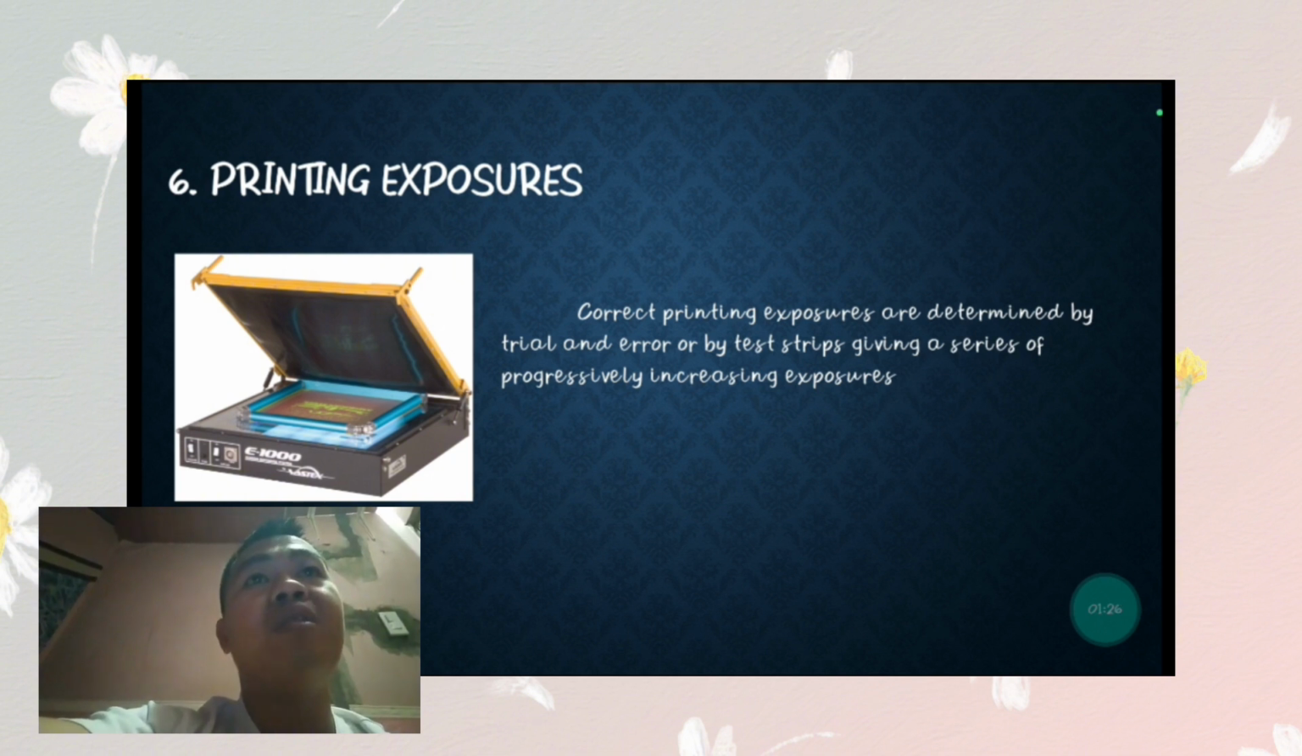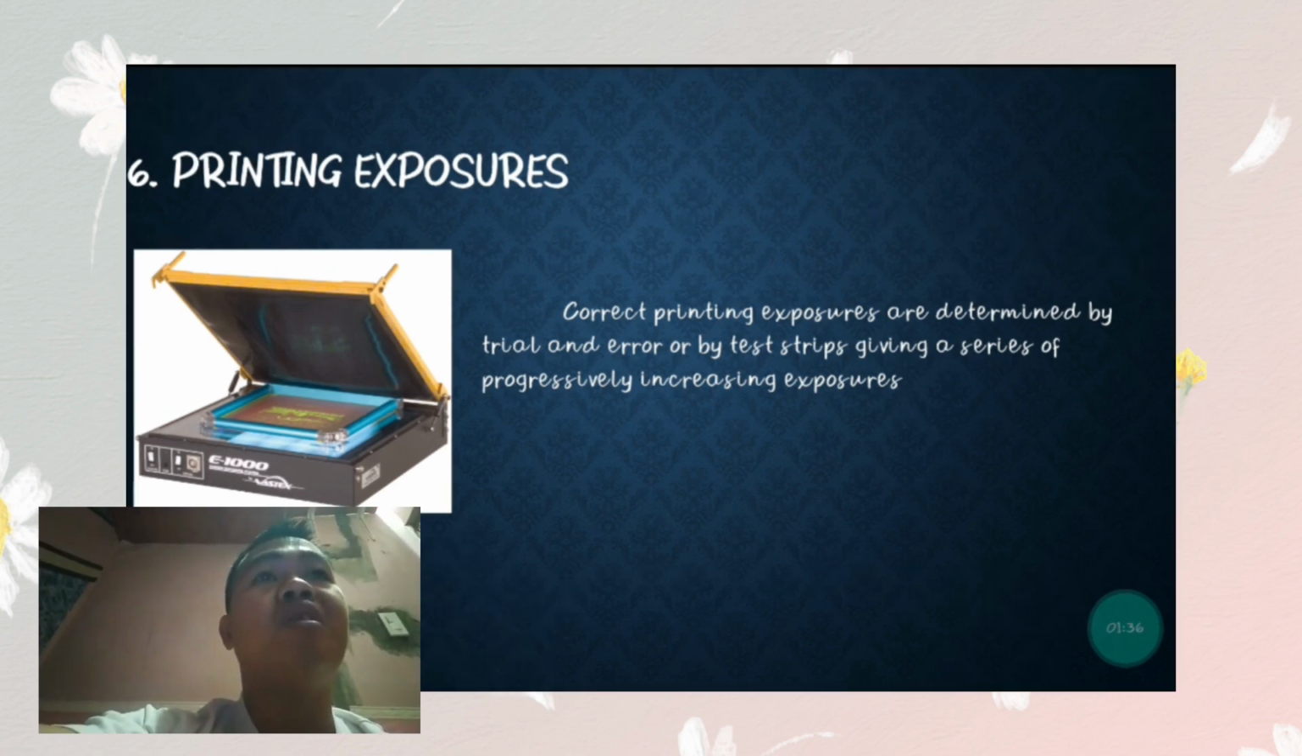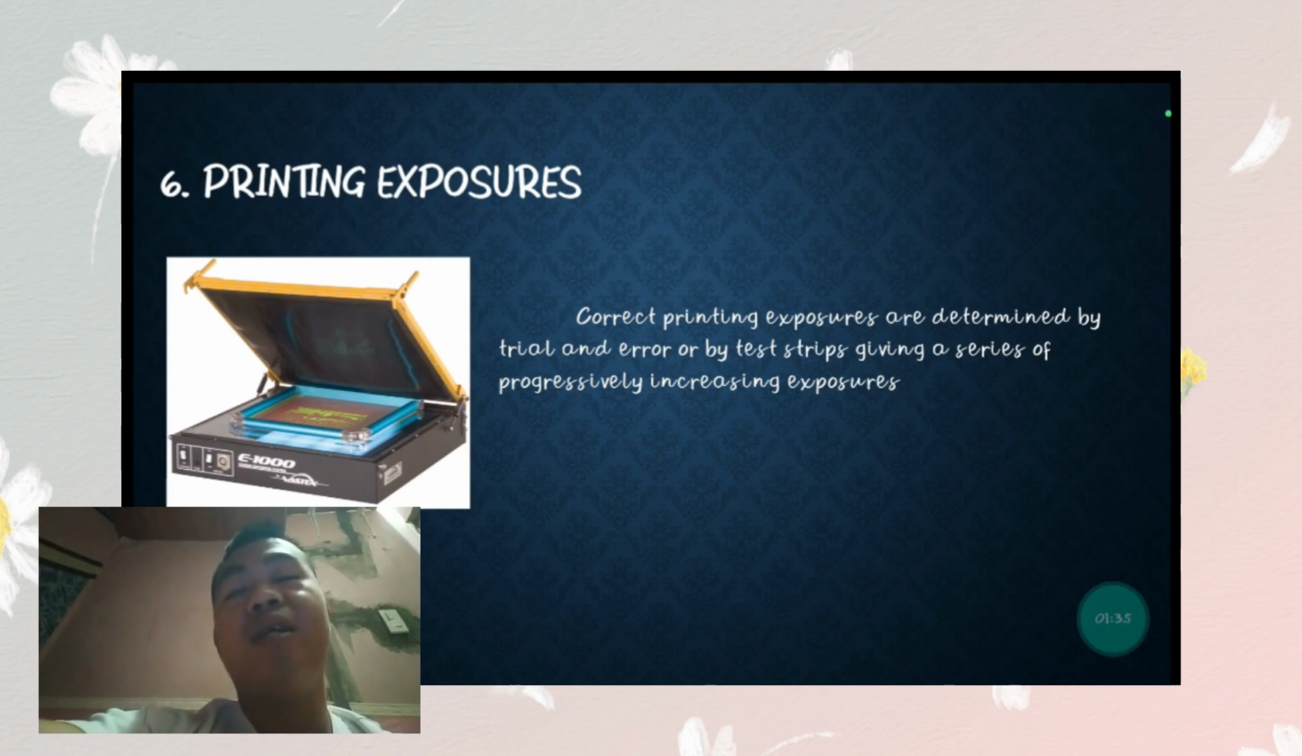So next is printing exposures. Correct printing exposures are determined by trial and error or by test strips, giving a series of progressively increasing exposures. So in printing exposure, they do test printing to see if the exposure is too much. So to create a good exposure, they do test printing.